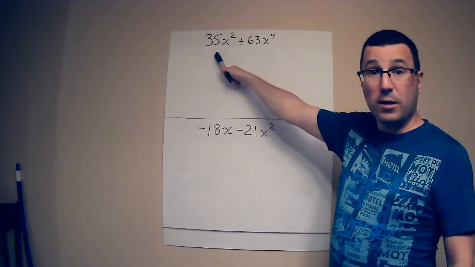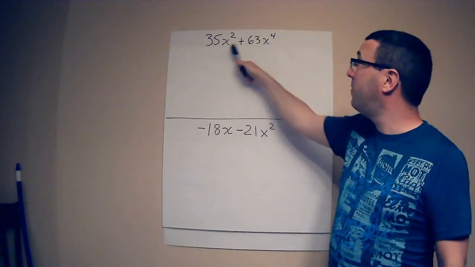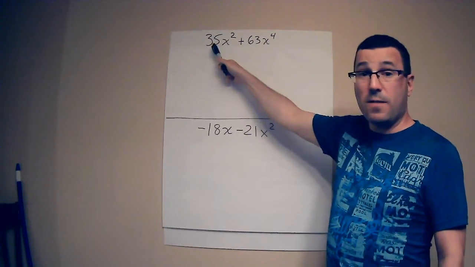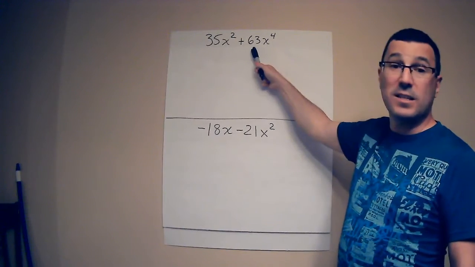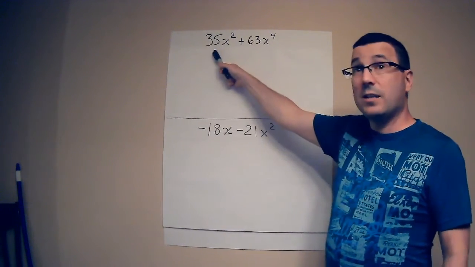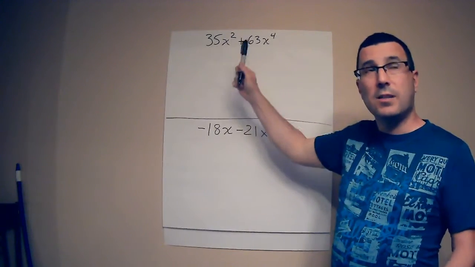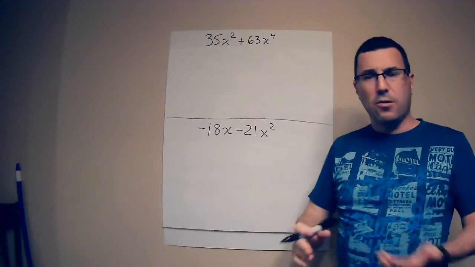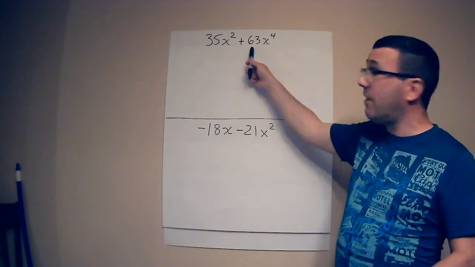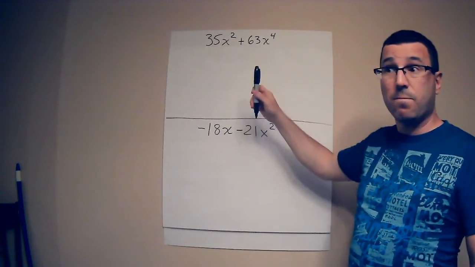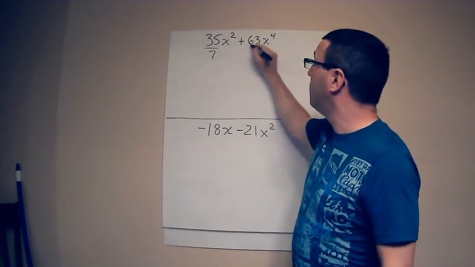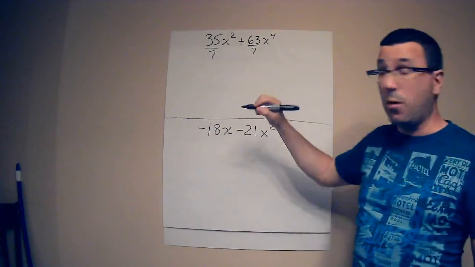I'm going to start by looking at the numbers, 35 and 63. So I'll start with the 35. Does 35 go nicely into 63? No, it doesn't. So the next thing I do is I go, well, what's the next largest factor of 35? It's 7. Does 7 go nicely into 63? Yes, it does. It goes in 9 times. So I'm going to divide those two both by 7.